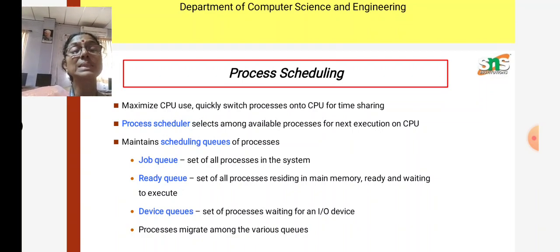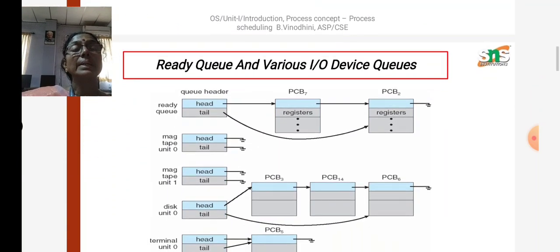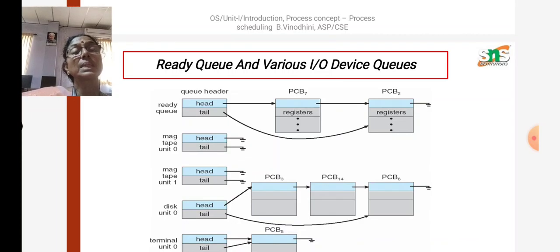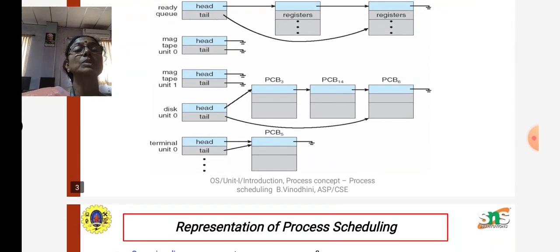Next is the device queue. The device queue contains the set of processes waiting for input/output devices. These are the queues maintained in any system, and processes migrate among the various queues.